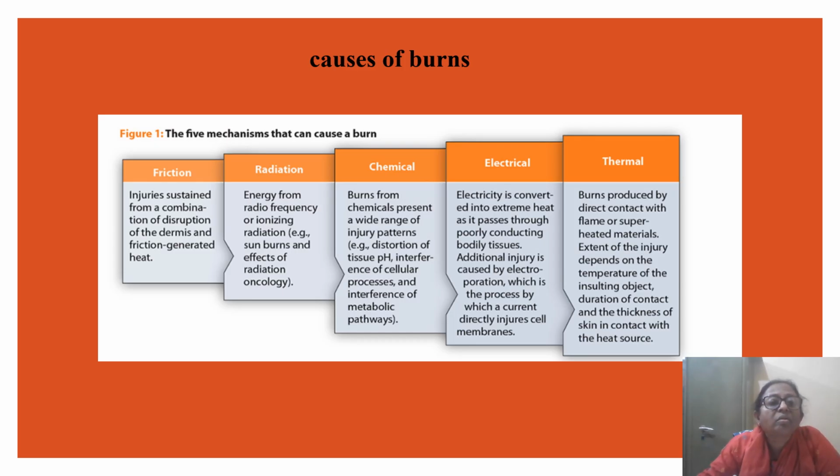Friction: injury sustained from a combination of disruption of the dermis and friction generated. Then radiation: energy from radio frequency or ionizing radiation, sunburns and the effects of radiation on the body. Chemicals: burns from chemicals present a wide range of injury. Then electrical energy: electricity is converted into extreme heat as it passes through the poorly conducting bodily tissues. Then thermal burns are produced by direct contact with flame or superheated materials.